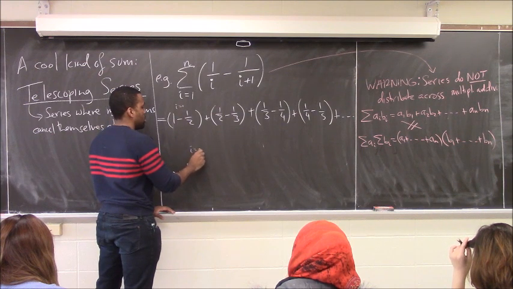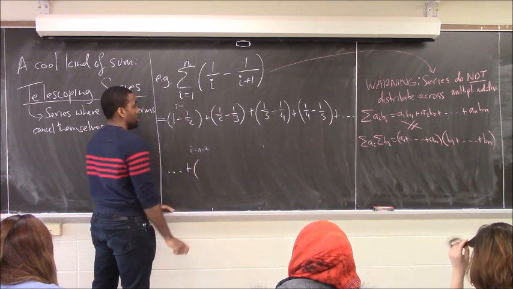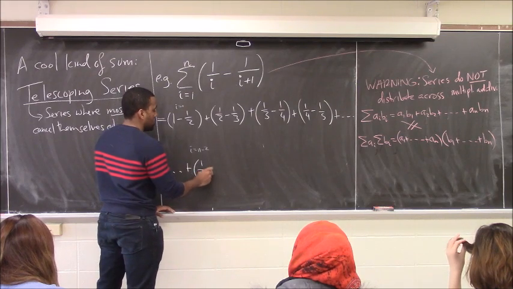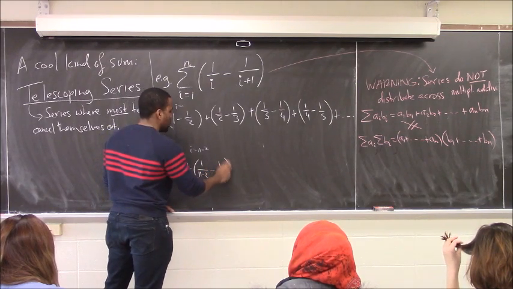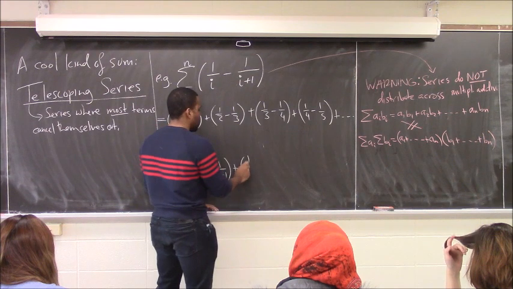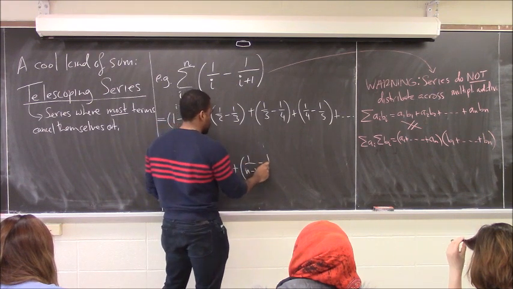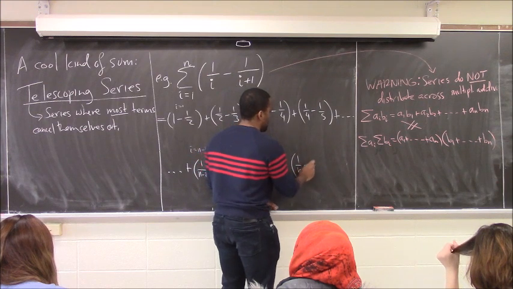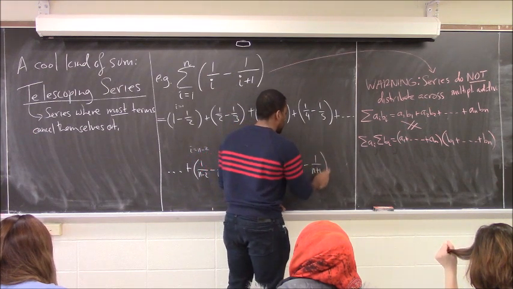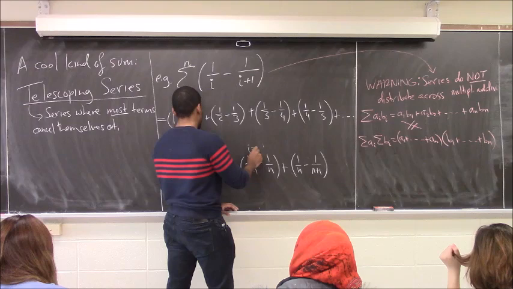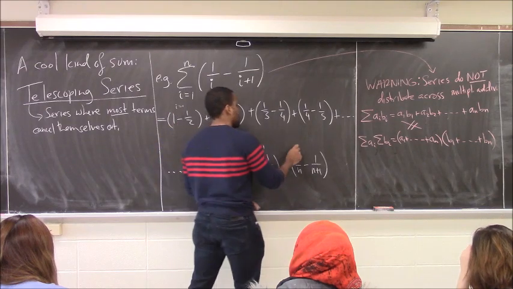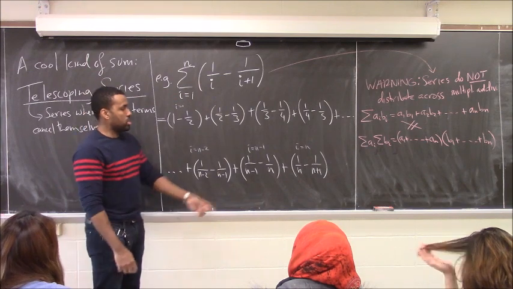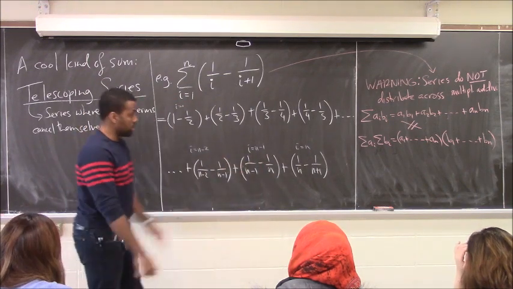If I keep going, let's say my i is equal to, say, n minus 2. So here I would have 1 over n minus 2 minus 1 over n minus 1, plus 1 over n minus 1 minus 1 over n, plus 1 over n minus 1 over n plus 1. So this will be the third to last term, the second to last term, and the last term of this sum.